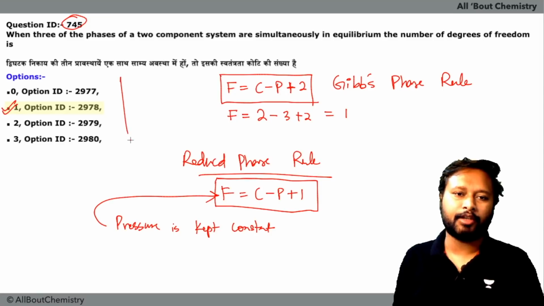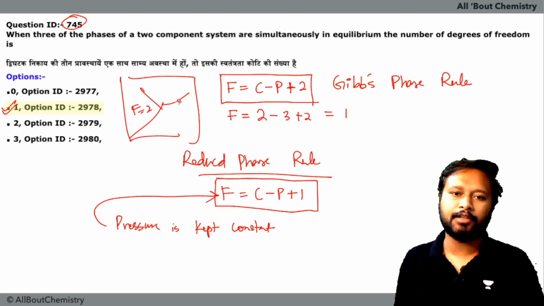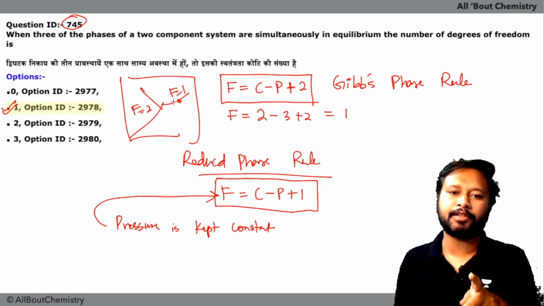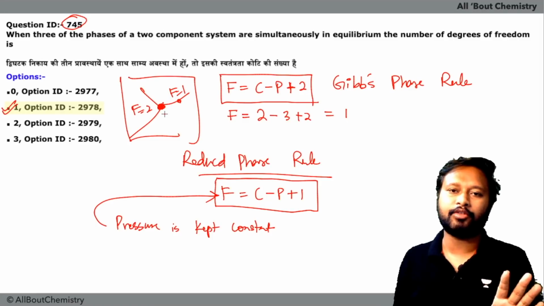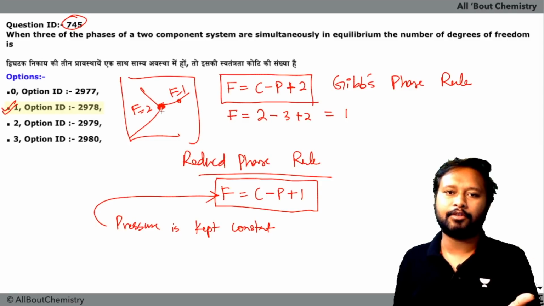So if this is your phase diagram, in the areas you get degree of freedom F = 2, whereas on the lines or curves you get F = 1, because you just need one variable to express the system on this line. At this point, which is the triple point, you have 0 degrees of freedom. You don't need any variable to express the system over here. That's why it comes to 0.